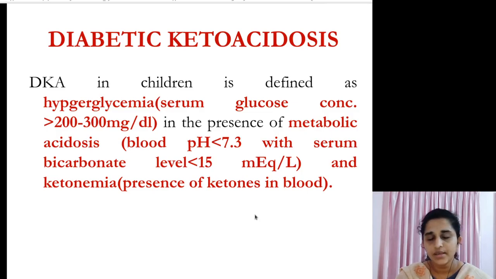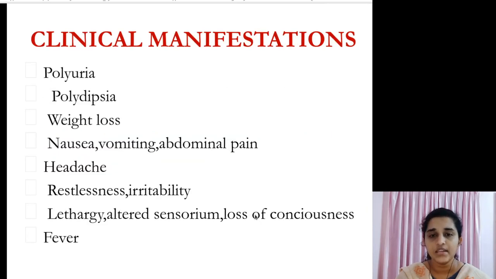Next, we are going to see about diabetic ketoacidosis. This is very, very important while taking care of juvenile diabetes mellitus. DKA in children is defined as hyperglycemia more than 200 to 300 mg per dl in the presence of metabolic acidosis, blood pH less than 7.3 with low serum bicarbonate level, and ketonemia, that is presence of ketones in blood.